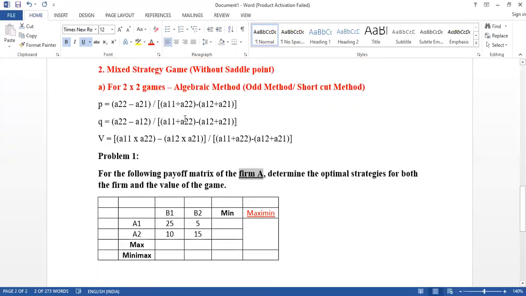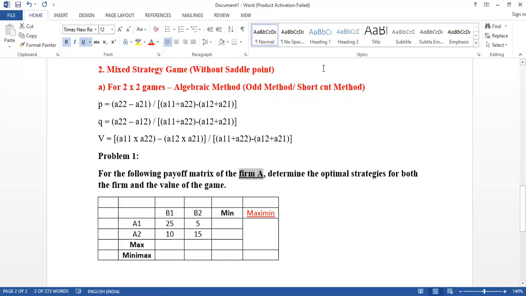See, we have made few declarations on the top, like the problem will be of 2 cross 2 games. So 2 cross 2, that means firm A is having two strategies, A1 and A2. Firm B is having two strategies, B1 and B2. That means this problem belongs to 2 cross 2 games, right? Now we need to identify whether it belongs to mixed strategy game or not, right? So whenever you get a game theory problem, make sure that your fundamental step should be to check whether saddle point is existing or not.